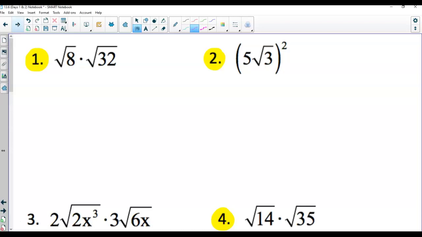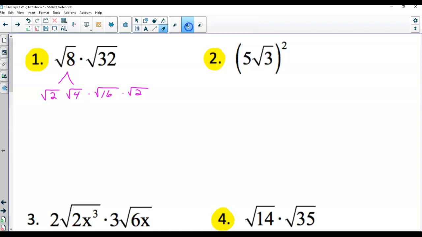That's a bad idea. I know the square root of 8 comes from the square root of 2 times the square root of 4, right? Because I know 2 times 4 is 8. Times the square root of 32, I know is 16 times the square root of 2. 16 times 2 is 32. Actually, here I'm going to back this up.